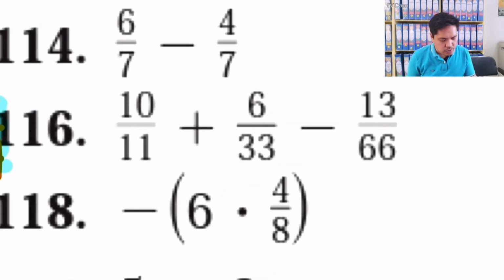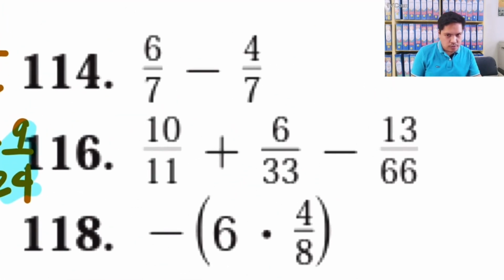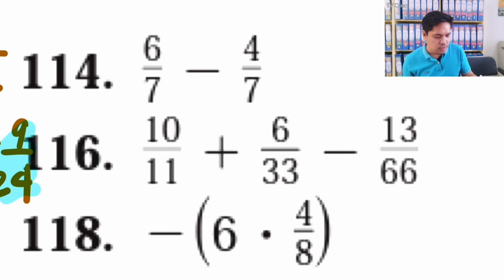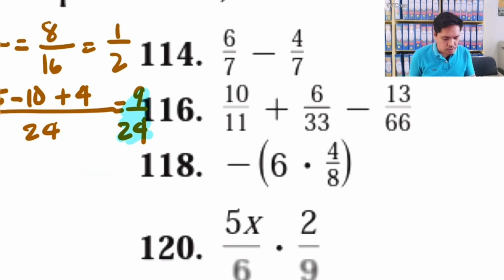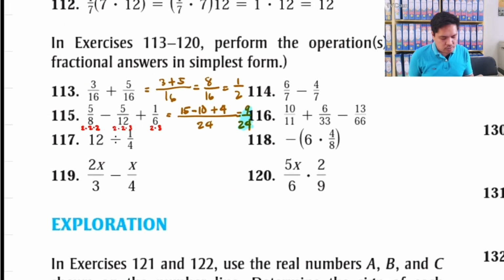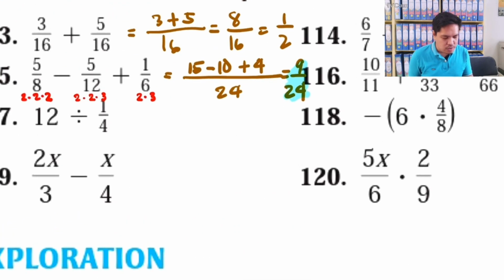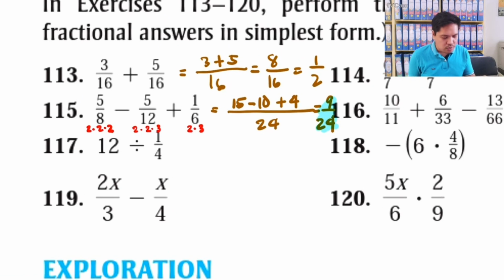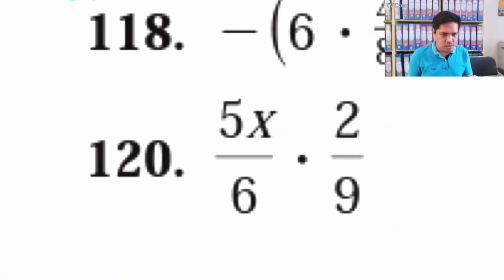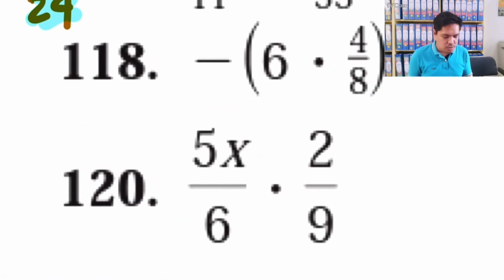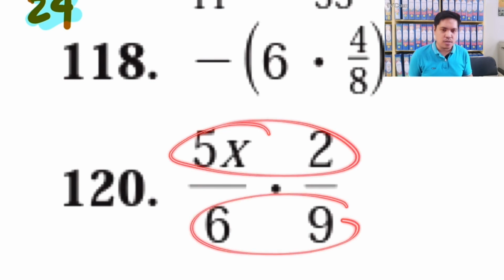Number 116 is just similar. Ano ba yung pwedeng LCD dyan? You know already: what least number is divisible by these 3 denominators? Do we need to answer another one? I think we're okay. 120 is just multiplication, so just multiply this.